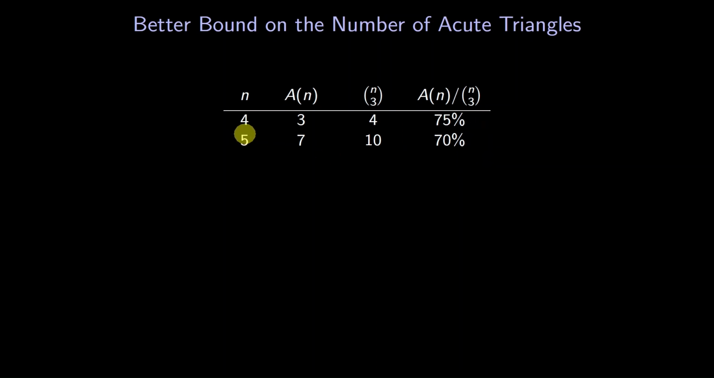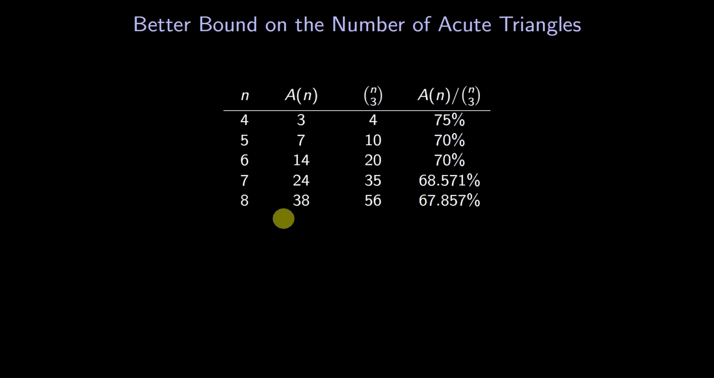I started with 4 points and 5 points, which we already know about. Let's go to 6 points. The percent bound remains at 70%. Next, 7 points. Already, we get an improvement. We get 24 acute triangles at most out of 35. The bound has gone below 69%. Next, 8 points. Now the bound is less than 68%. We can keep going like this 1 point at a time. By the time we reach 16 points, the bound is less than 67%.